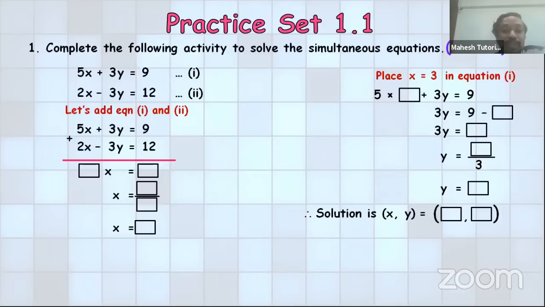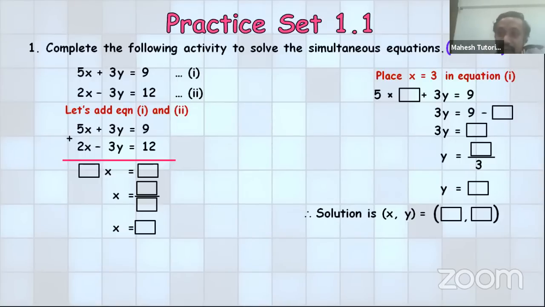Once the coefficients become equal, then we pay attention to the sign. Now tell me students, in equation 1, what is the sign of variable y? Plus. In equation 2, what is the sign of variable y? Minus. So in equation 1 it is plus, in equation 2 it is minus. Plus minus, same sign or different sign? Perfect, different sign. Since the signs are different, in that case we are going to add the equations. Hence the reason in the next step they have written let's add equation 1 and 2.